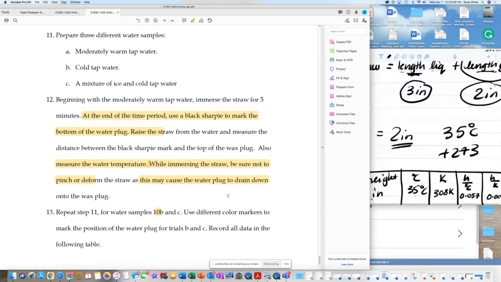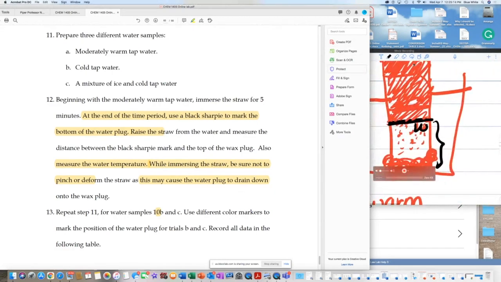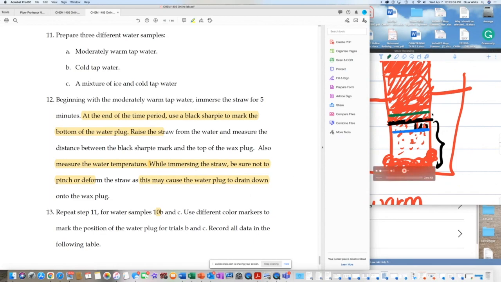So let me see. Back to what I had here. So on the right, I use a black marker. So I'm gonna try to simulate what they're saying. Say I use a blue marker for my other color, and then a green marker for my third color. Okay. So then I just did what they're saying in number 13. You have three different marks. And you want to make sure you know what color went with what trial.